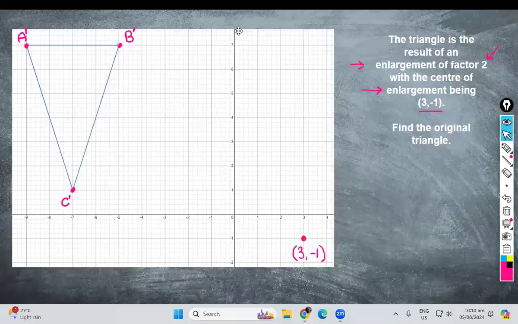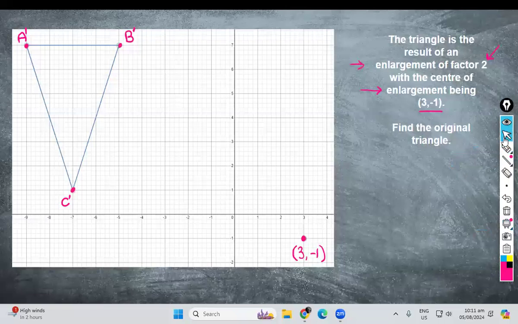According to this question, they gave us the center of enlargement, the larger triangle and whatnot. We are trying to find the original triangle, so the original triangle has to be smaller. We cannot use the matrices method, because the center of enlargement is not the origin. The center of enlargement was not O. So to do this question, the only way we could do it is by the drawing method.